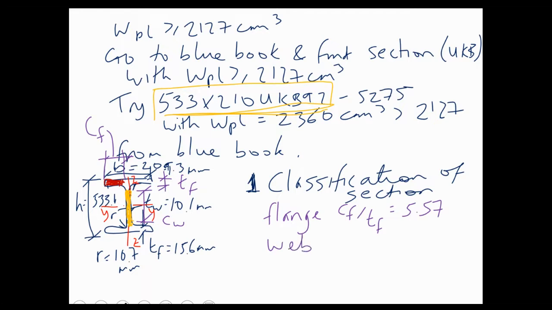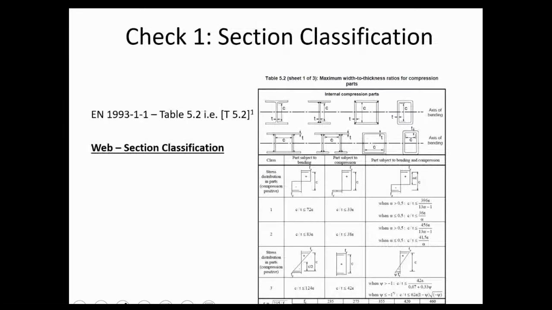So for the web, I'm interested in how slender that plate is. That's CW divided by TW, and then directly out of the blue book, for the 533 by 210 UKB 92, that's 47.2. So that's the slenderness of the flange, and this is the slenderness of the web. Now I need to check those values for the flange and the web against the limits set in the code.